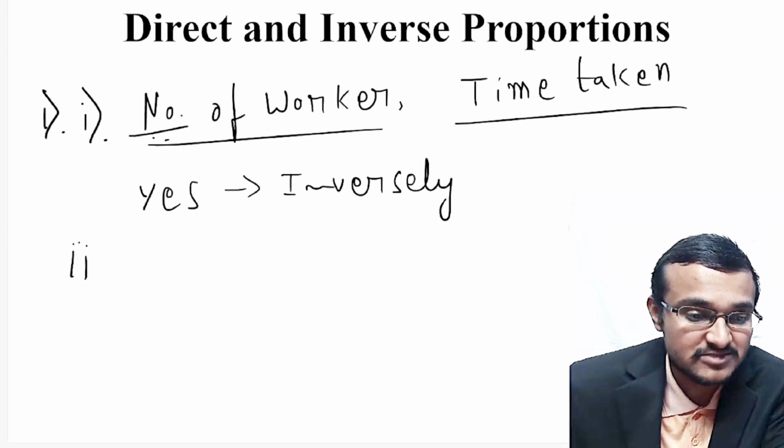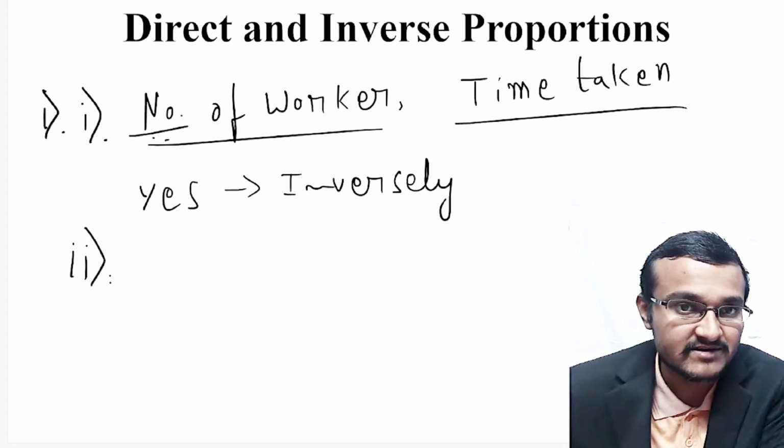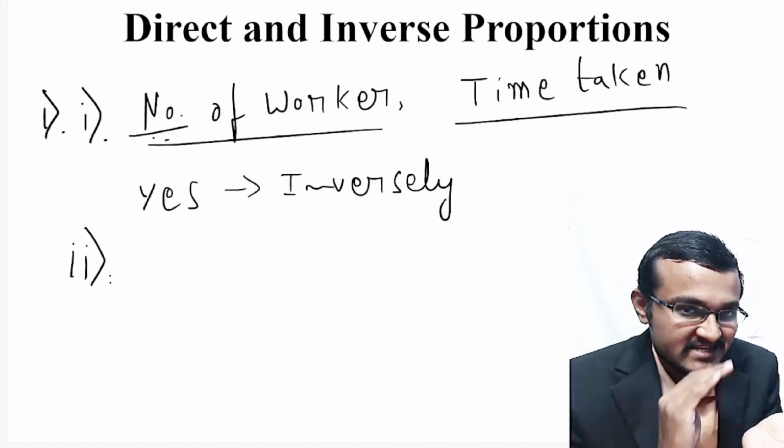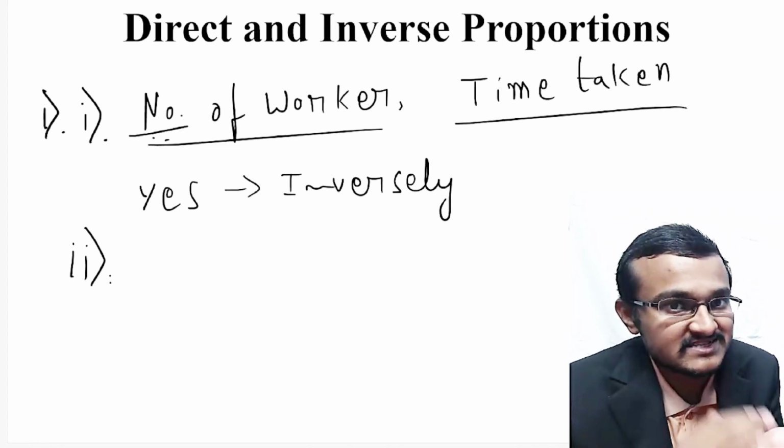Coming to the second question in this first question, here they have given that uniform speed is maintained. If there is a uniform speed, that means the speed never increases or never decreases.